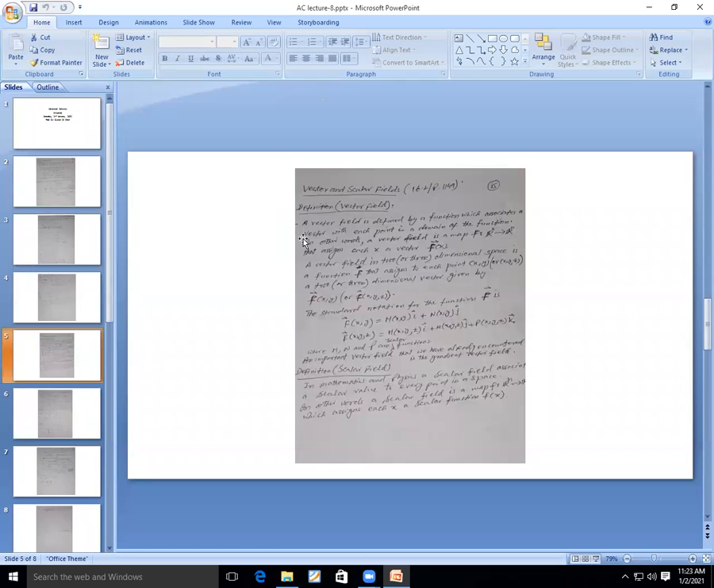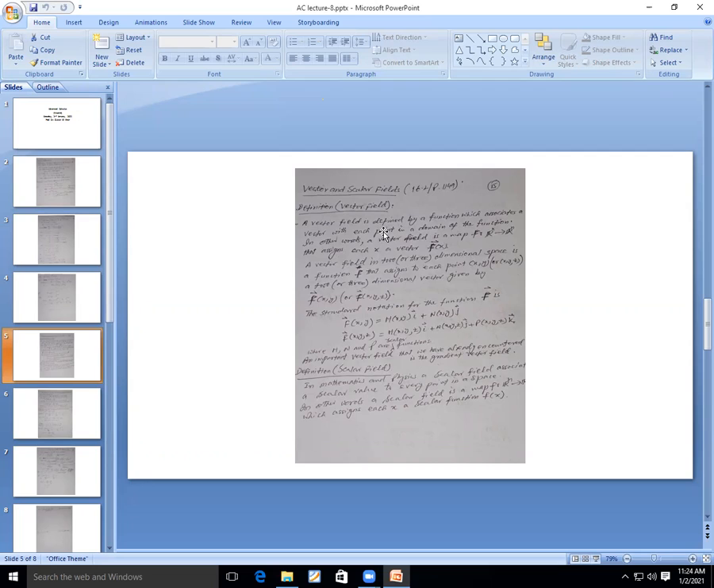Look at this carefully. What does this sentence say? A vector field is defined by a function. What is a vector field? It's a function which associates a vector with each point in the domain of the function. For any element in the function's domain, its image under F will be a vector, and in a scalar field, the image of any point under F will be a scalar. This is the difference between a vector field and a scalar field.